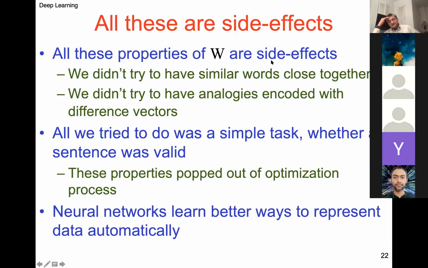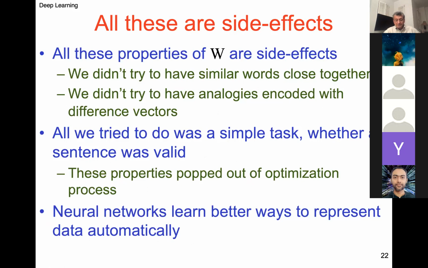All these are side effects. We didn't even set out to do all this. All these properties of W are side effects. We didn't try to have similar words close together. We didn't try to have analogies encoded with difference vectors. All we tried to do was a simple task whether a sentence was valid. These properties popped out of the optimization process.